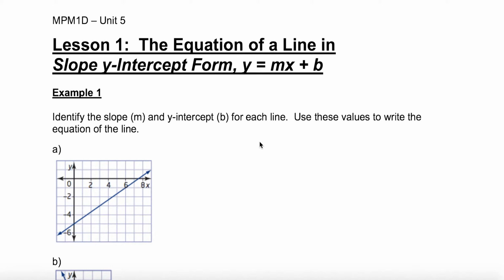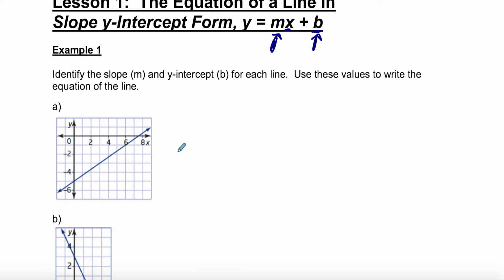Okay, lesson one of our linear relationships unit. This is going to be a really important unit for grade 10 math. This skill of graphing straight lines is something that's just going to be expected that you know how to do. So we've already looked at this a little bit. The equation of a line in slope y-intercept form, y equals mx plus b.